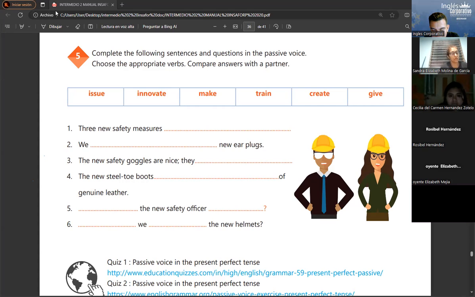Okay, let's start. Did you finish? ¿Finalizamos? I think so, yes. You think so? Okay, let's start. Okay, number one, three new safety measures. First of all, the auxiliary. What is it? Have been. Three new safety measures.